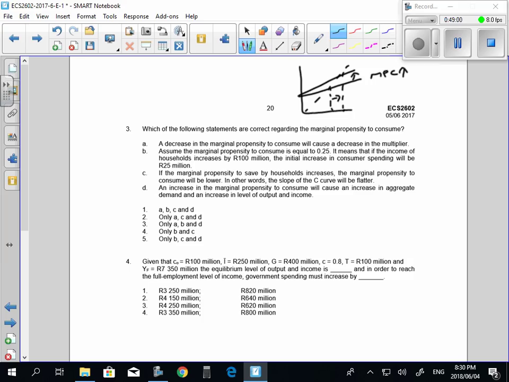Right. Your MPC does affect the size of the multiplier. Why? Because we calculate the multiplier as 1 over 1 minus C. And remember, C is MPC. So it definitely has an effect on your multiplier. In this case, your answer would be option 1, all of the above.